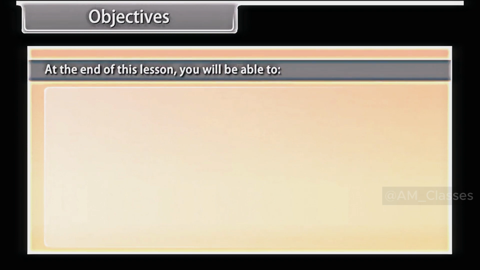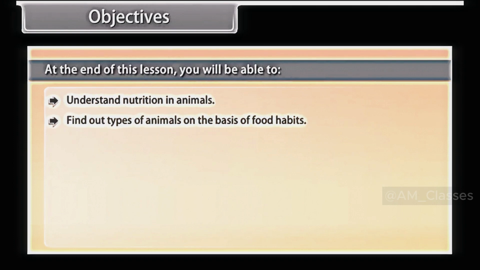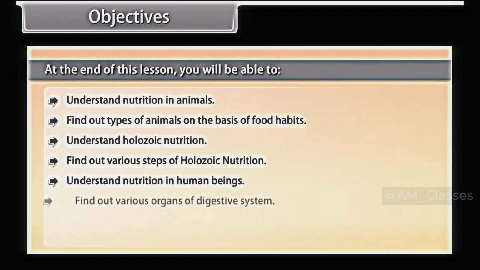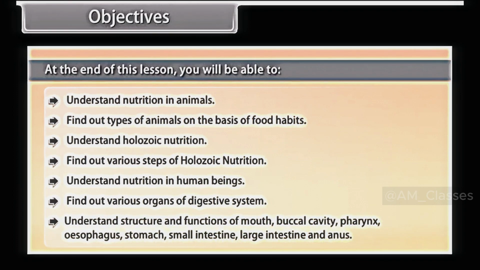Objectives. At the end of this lesson, you will be able to understand nutrition in animals, find out types of animals on the basis of food habits, understand holozoic nutrition, find out various steps of holozoic nutrition, understand nutrition in human beings, find out various organs of the digestive system, and understand structure and functions of mouth, buccal cavity, pharynx, esophagus, stomach, small intestine, large intestine, and anus.